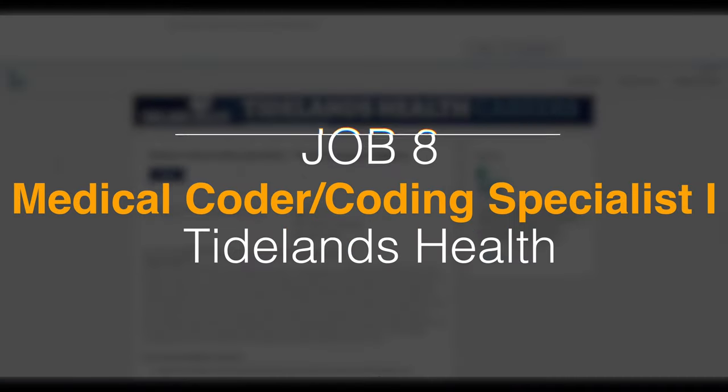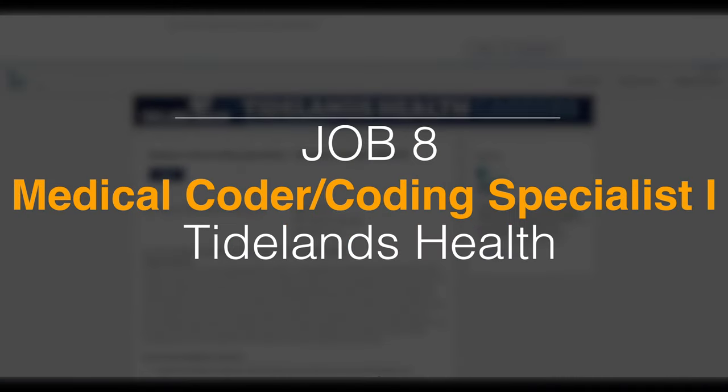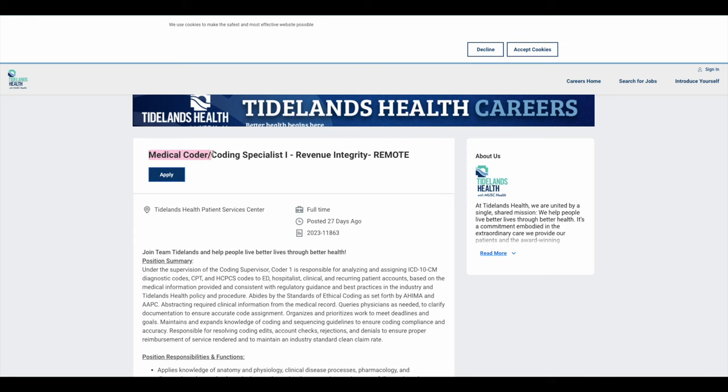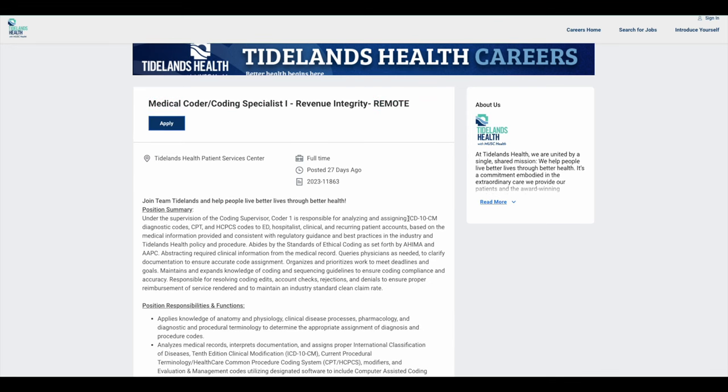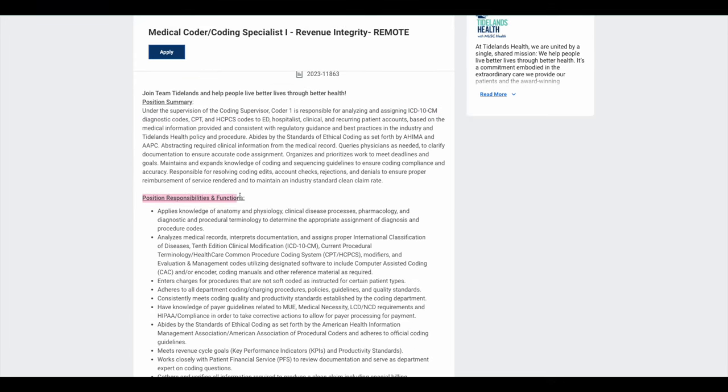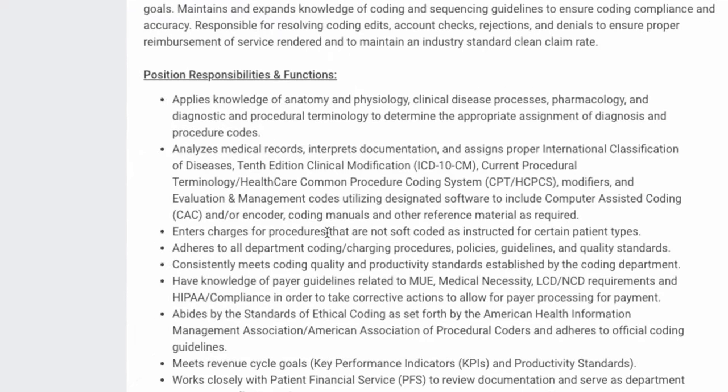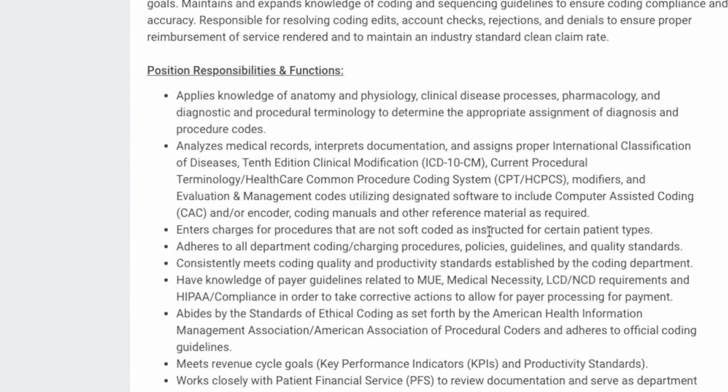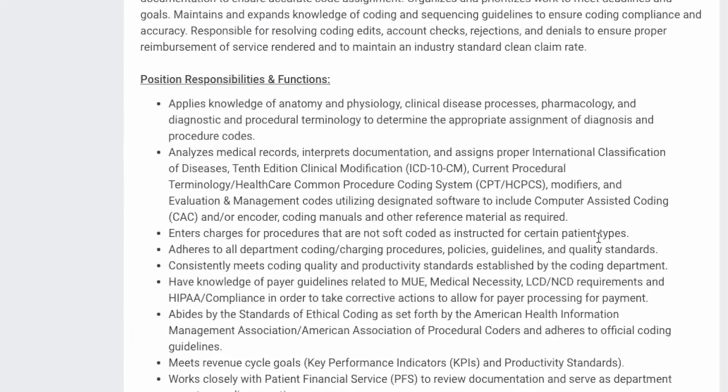And it's right here with Tidelands Health. So the title is a medical coder / coding specialist 1. This one is remote. And here it shows the code sets, basically the codes that you will be assigning here. It's all listed here. Let's look at the position, responsibilities, and functions. It says enter charges for procedures that are not soft coded or instructed for certain patient types.